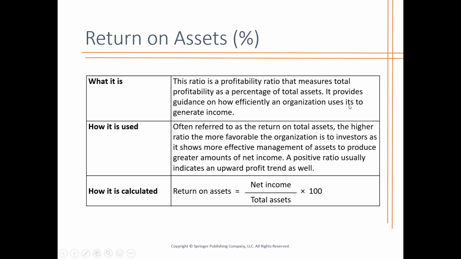Return on assets. This ratio is a profitability ratio that measures total profitability as a percentage of total assets. It provides guidance on how efficiently an organization uses its assets to generate income. Often, we refer to it as return on total assets. The higher the ratio, the more favorable the organization is to investors, as it shows more effective management of assets to produce a greater amount of net income. Positive ratios always indicate an upward profit trend. So you would take net income divided by total assets times 100.